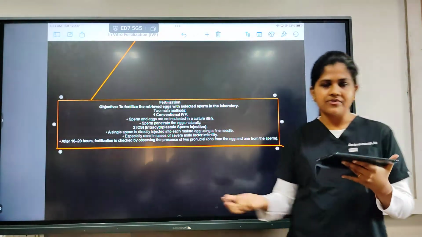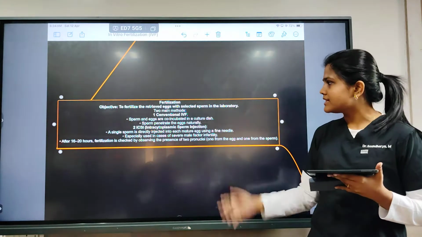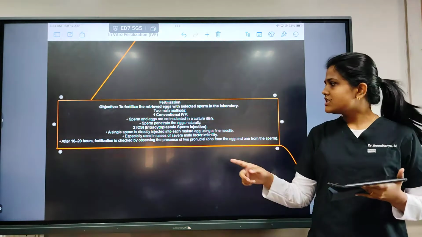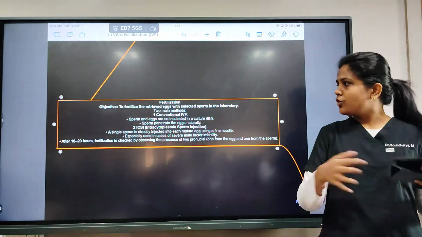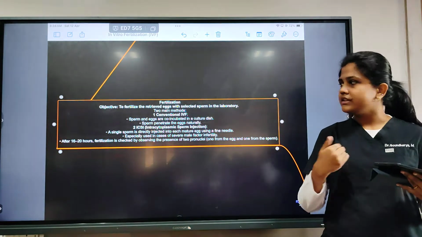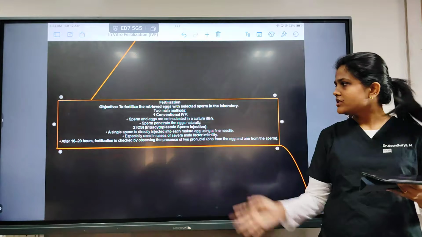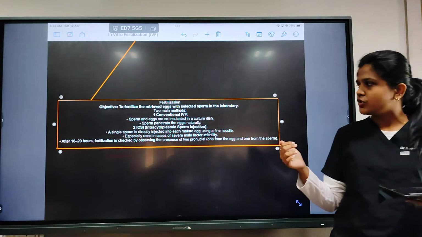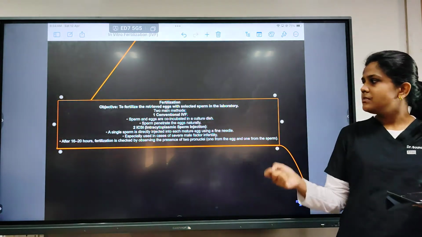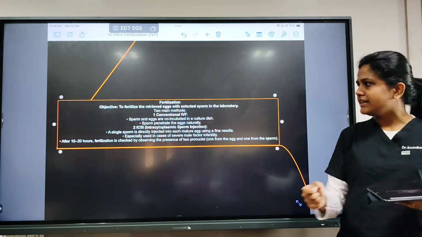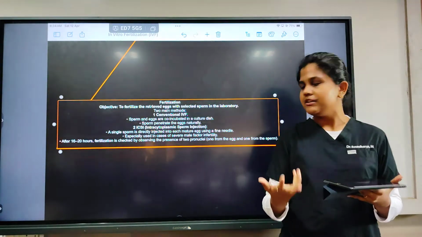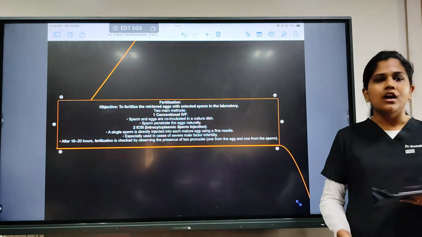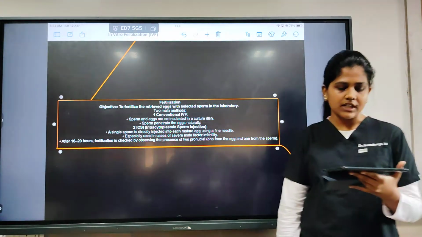Next is the fertilization process. We have collected the egg, we have collected the sperm, now we have to fertilize. So we fertilize the retrieved eggs with selected sperm in the laboratory. We use two main methods. First is conventional IVF, where sperm and egg are co-incubated in the same culture dish, and naturally the sperm will penetrate into the egg. The second is ICSI, the intracytoplasmic sperm injection. A single sperm is directly injected into the mature egg using a fine needle. Especially this is used in cases of severe male infertility. After 16 to 20 hours, fertilization is checked by observing the presence of two pronuclei, one from the egg and one from the sperm.